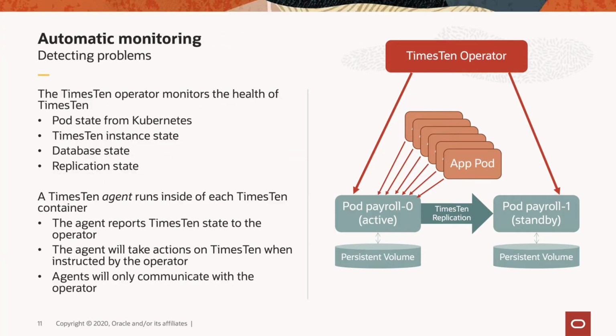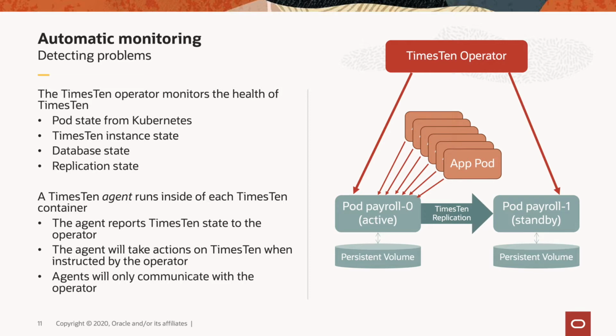In that same environment, of course, the Kubernetes operator is continuing to run. And every few seconds, the TimesTen operator will monitor the health of TimesTen running in those pods. It not only asks Kubernetes what the state of those pods are, but it will actually look inside of those pods to see what the state of the TimesTen software running inside of them is. So it can look to see if the pod exists, is TimesTen running, is there a database, is the database loaded into memory, is the database ready for use, is replication between the two databases running, etc.